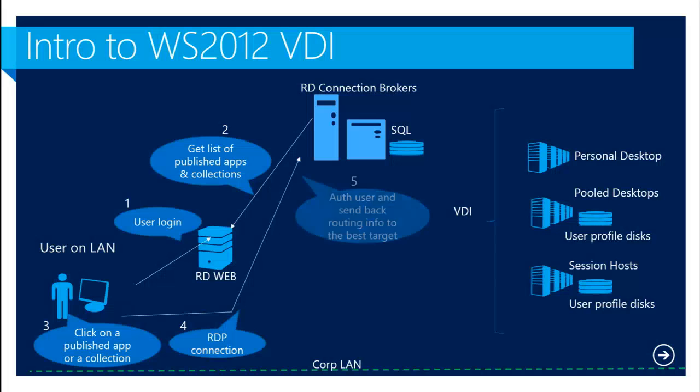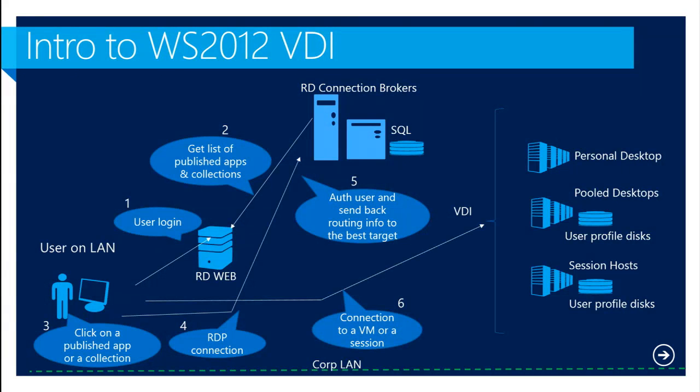Next, the broker identifies the user and looks up to see where is the best place for this user to go based on the information it has, such as the user already has a disconnected session somewhere. So it sends a blob back to the RDP client running on the user side, and finally, the RDP client will look at that blob and initiate a connection to the actual target. That's a high-level view of how VDI works in Server 2012 in a simple LAN environment.